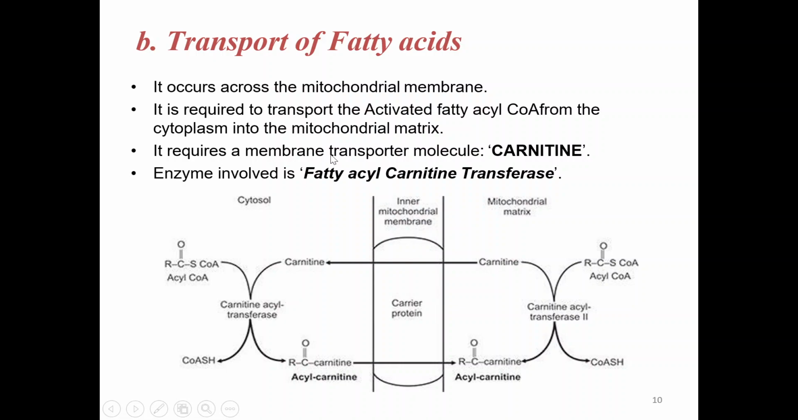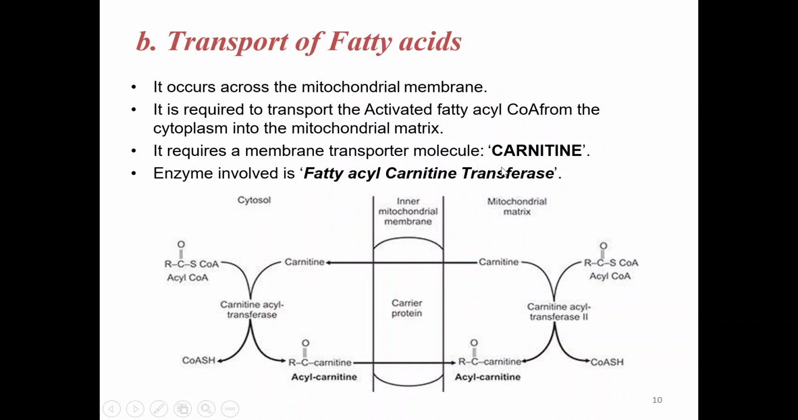How does it take place? It requires a transport molecule known as carnitine. Carnitine plays a very important role in this fatty acid metabolism, because with the help of carnitine, our activated fatty acyl molecule gets entered into the mitochondrial matrix. See here, we have activated fatty acid combining with carnitine. With the help of a carrier protein, it is going inside the mitochondrial matrix. So the role of carnitine is to transport activated fatty acid into the mitochondrial matrix through this reaction with the help of carnitine acyltransferase 1 and then carnitine acyltransferase 2.